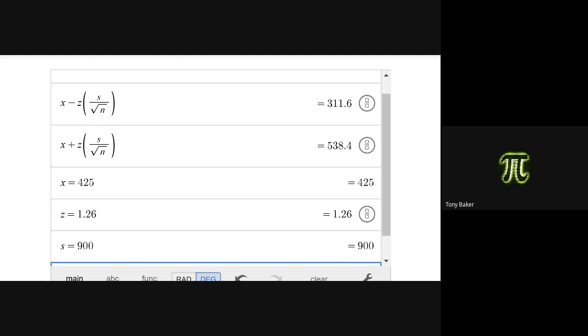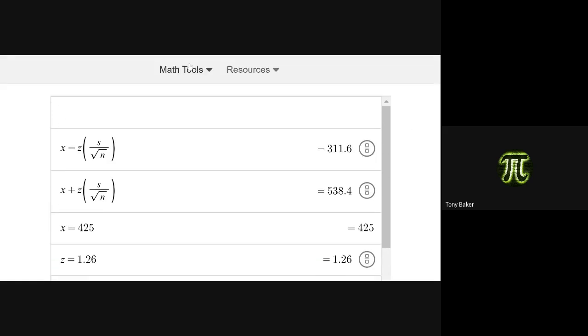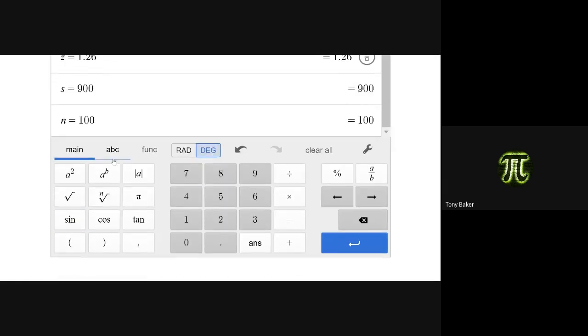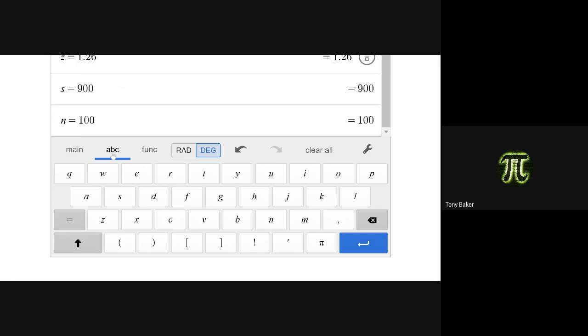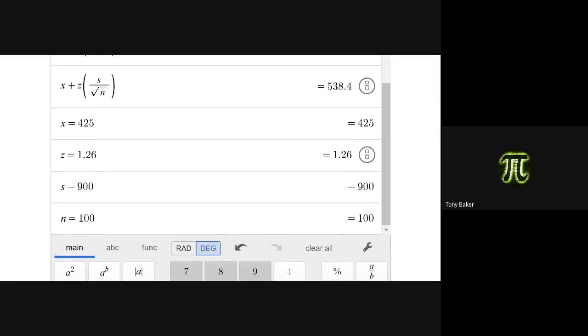Desmos.com. Yeah, but it's not scientific. So go to Math Tools, pick the scientific calculator. I did, but it's not giving me the letters. Do you have to put in the letters? Yeah, you hit ABC on the bottom, and you can type the letters in, or just use your keyboard.